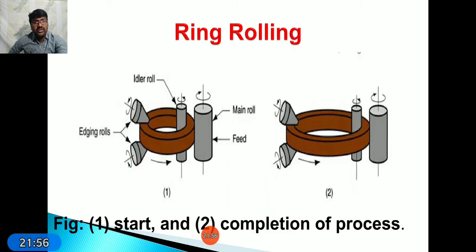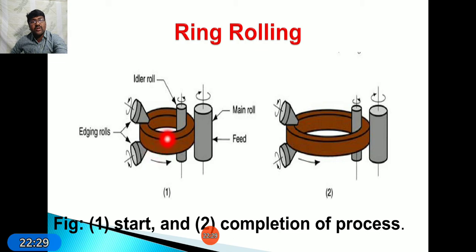Observe the diagram here. The brown color indicates the workpiece, that is known as a ring. It consists of an idler roller and feed, and this is the main roll. In between we pass the metal strip that has higher thickness. By rolling in between a number of times, the thickness of the ring will be reduced and at the same time the diameter will be increased. Observe in the second process, the diameter is increasing and at the same time the thickness is reducing. These are the edging rollers.